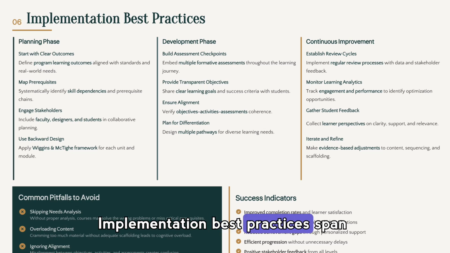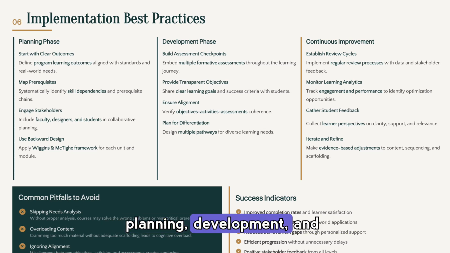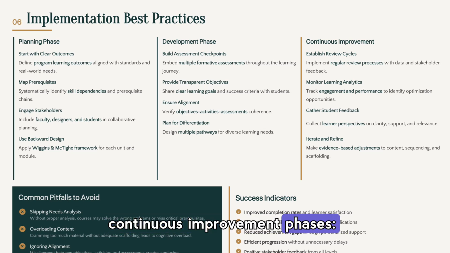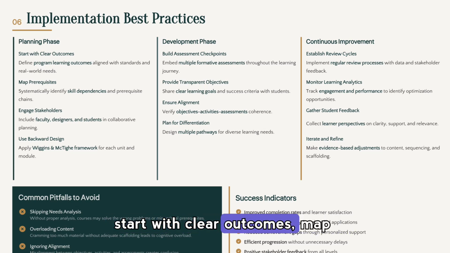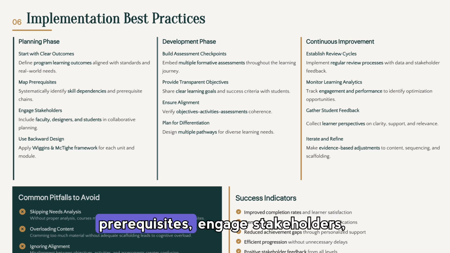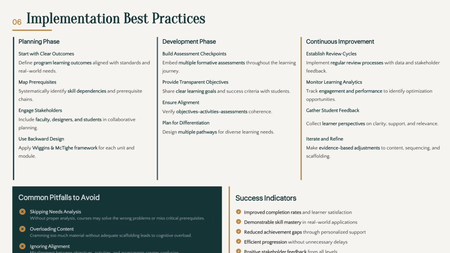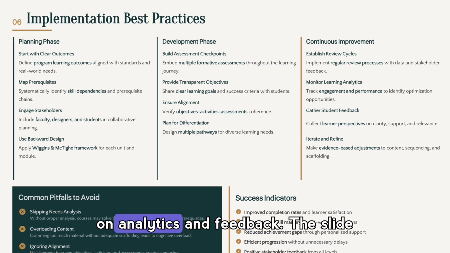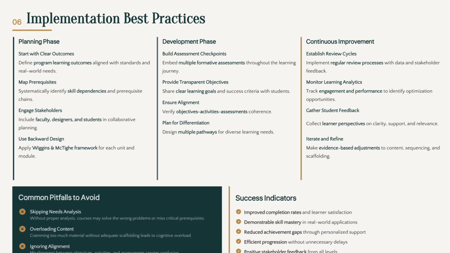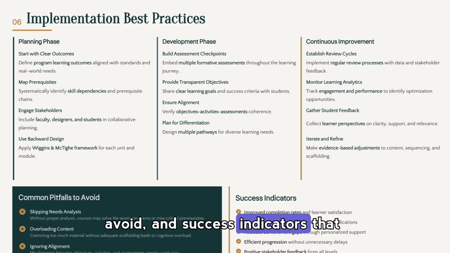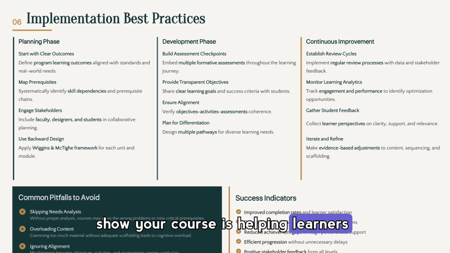Implementation best practices span planning, development, and continuous improvement phases. Start with clear outcomes. Map prerequisites. Engage stakeholders. Build assessment checkpoints. Ensure alignment, and iterate based on analytics and feedback. The slide also calls out common pitfalls to avoid and success indicators that show your course is helping learners achieve real-world competency.